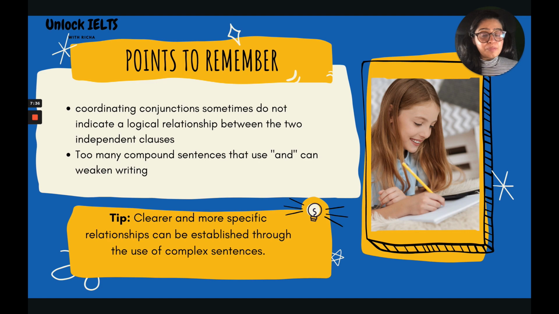Now, what are the key points you need to remember in the case of the compound sentence? First of all, coordinating conjunctions sometimes do not indicate a logical relationship between the two independent clauses. So in that case, using too many compound sentences with coordinating conjunctions can weaken your writing. So the tip here is, if you want to make your writing clearer, more concise and impressive to the examiner, you need to establish more specific relationships. And this can be done by writing complex sentences.